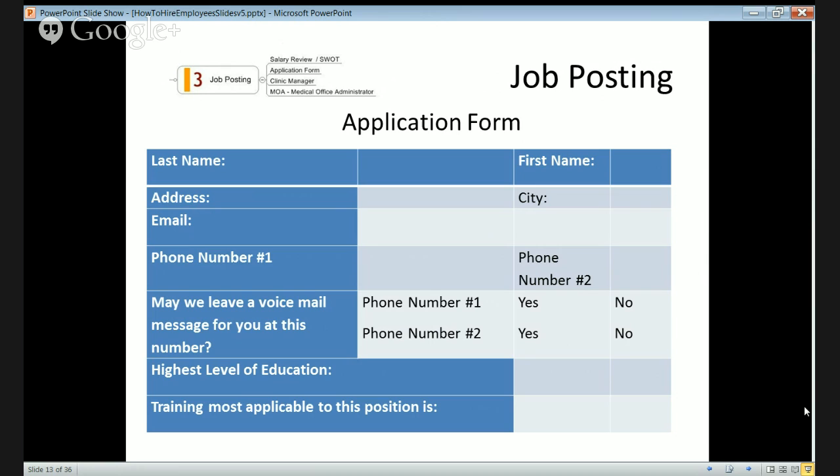A standard application form makes it easier for you to evaluate each candidate and compare multiple candidates. You can use a paper application form, but I also suggest that you take a look at using a PDF fillable form, which can be exported to a database for easier review and tracking.